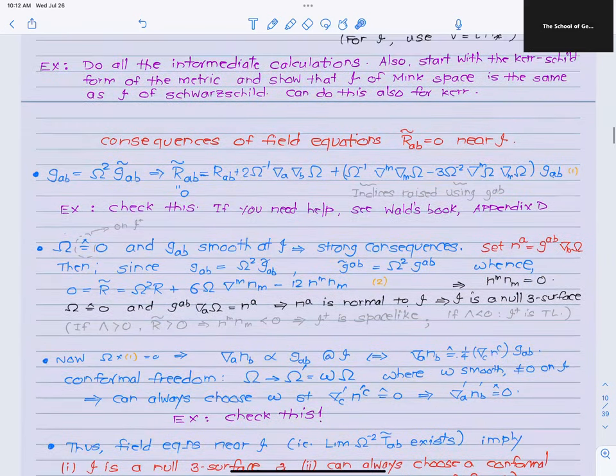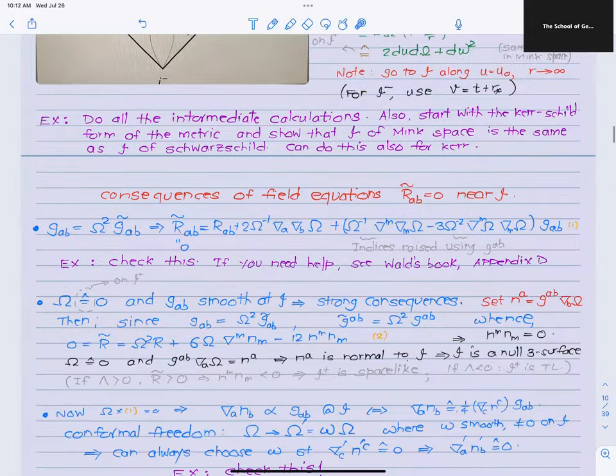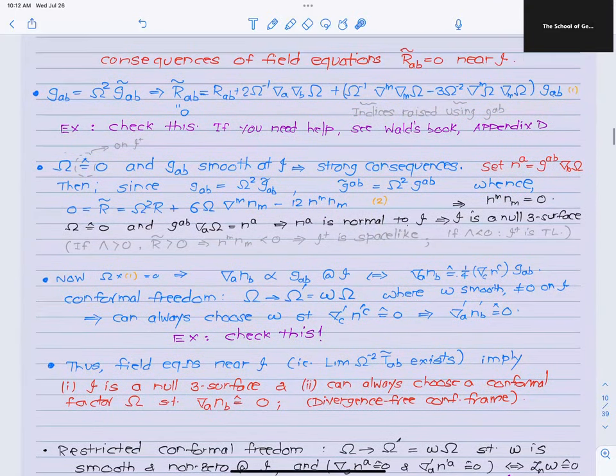Okay, so it's a very simple definition, but it has very interesting consequences. And the consequences are the following.